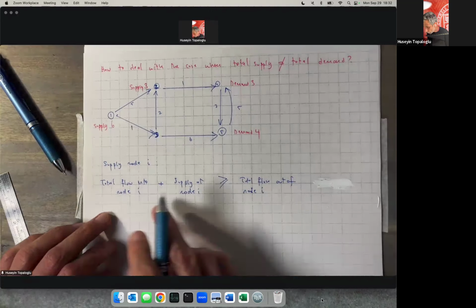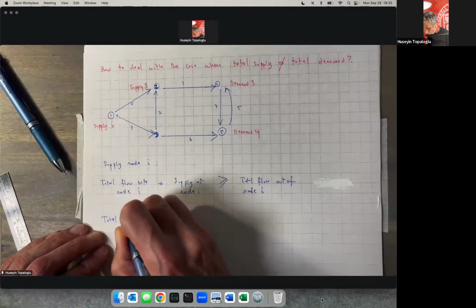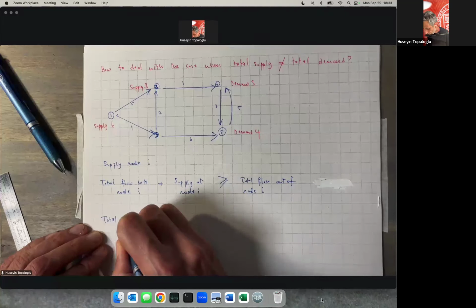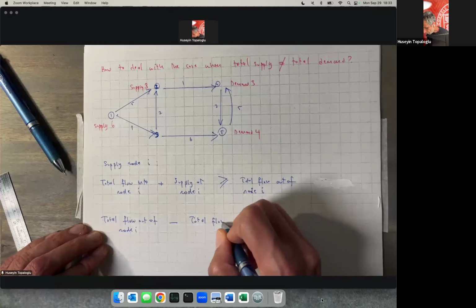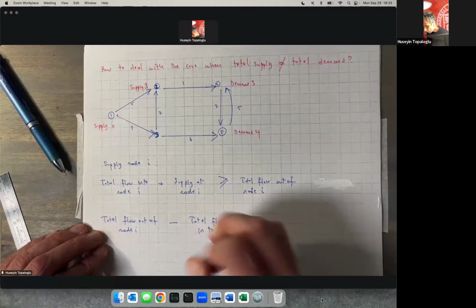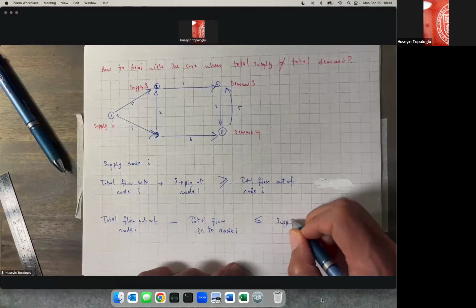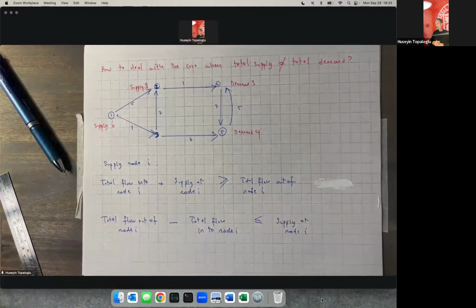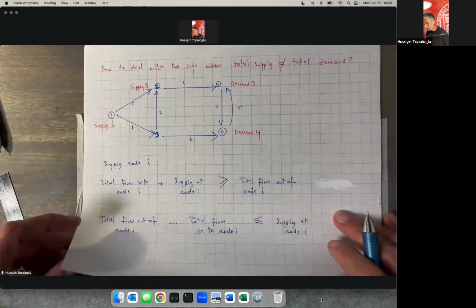So this constraint is equivalent to, let me take this term, throw it to the right-hand side. Total flow out of node I minus total flow into node I is less than or equal to supply at node I. So this is how we need to tweak our formulation when we're dealing with the case where total supply exceeds the total demand in the network.